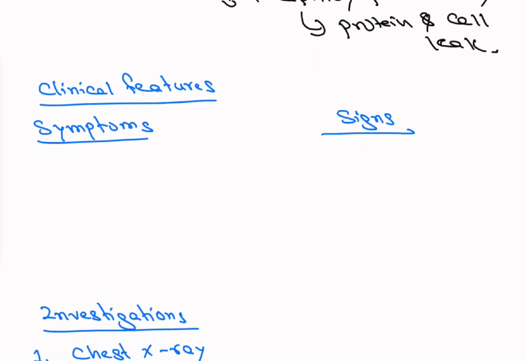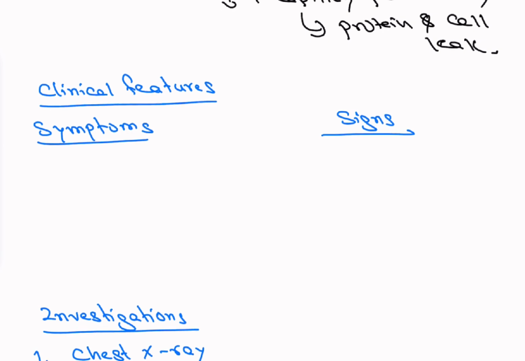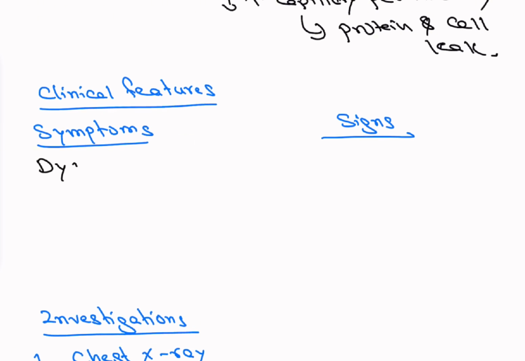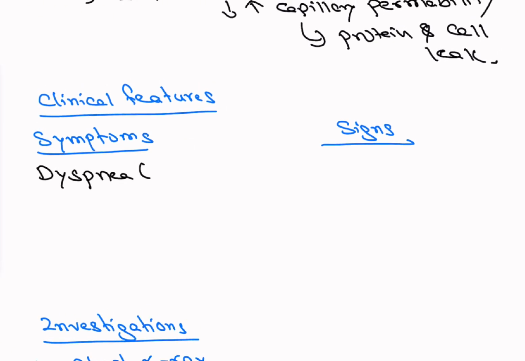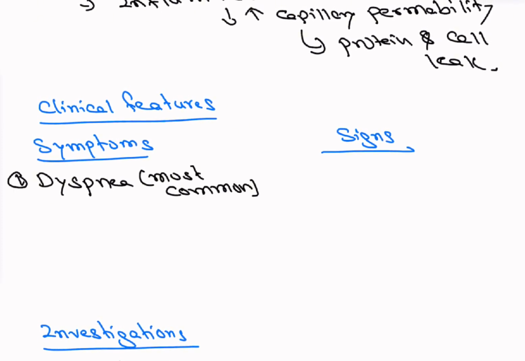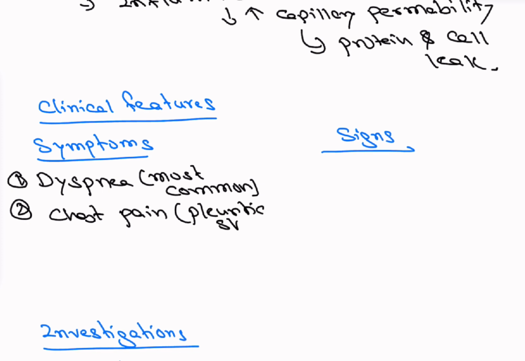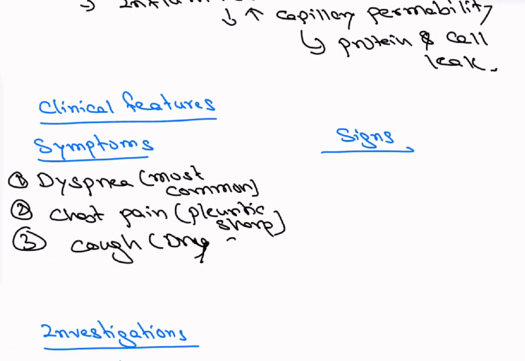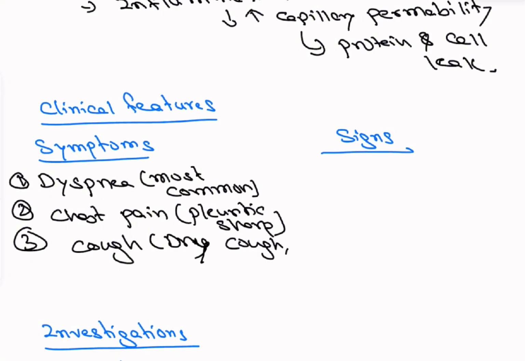So how will the patient present to you? The clinical features: firstly we will look for the symptoms, what the patient tells you. The symptoms are mostly dyspnea. It is the most common feature. Next can be chest pain. It will be like pleuritic, sharp chest pain, and cough, dry cough, non-productive cough.